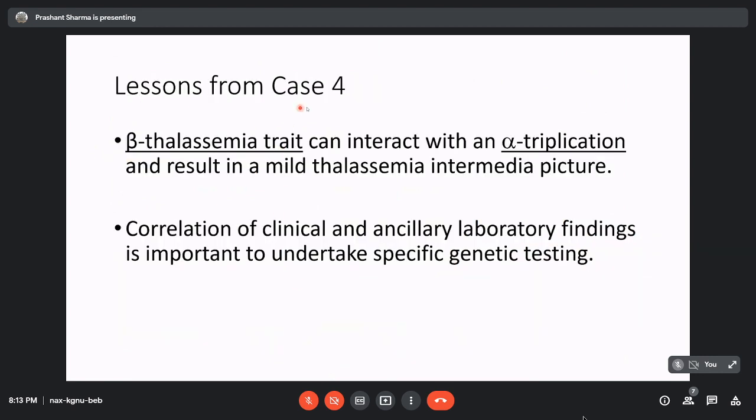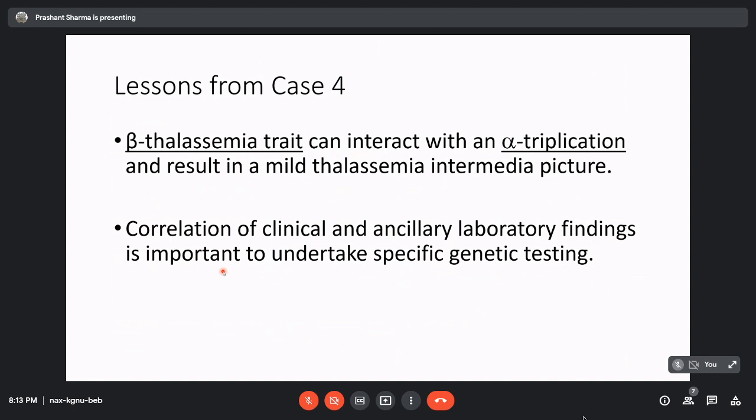So this is the lesson from this case: beta thalassemia trait can interact with alpha triplications and result in a mild thalassemia intermedia kind of picture, whereas with thalassemia traits we would expect to not have symptoms. And therefore, correlation of clinical and ancillary laboratory findings is very important to decide which genetic test to undertake.